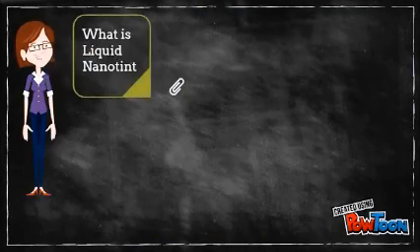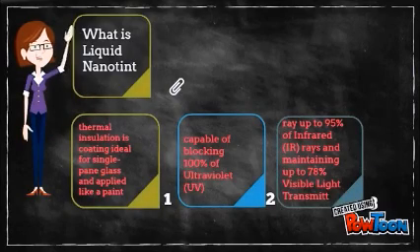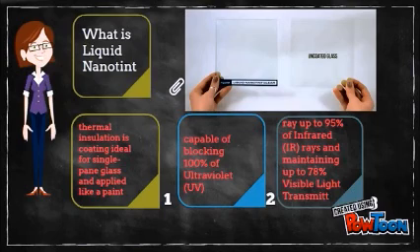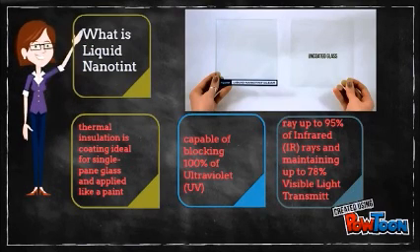What is liquid nano tint? Thermal insulation is coating ideal for single pane glass and applied like a paint. Capable of blocking 100% of ultraviolet rays, up to 95% of infrared rays, and maintaining up to 78% visible light transmitted.